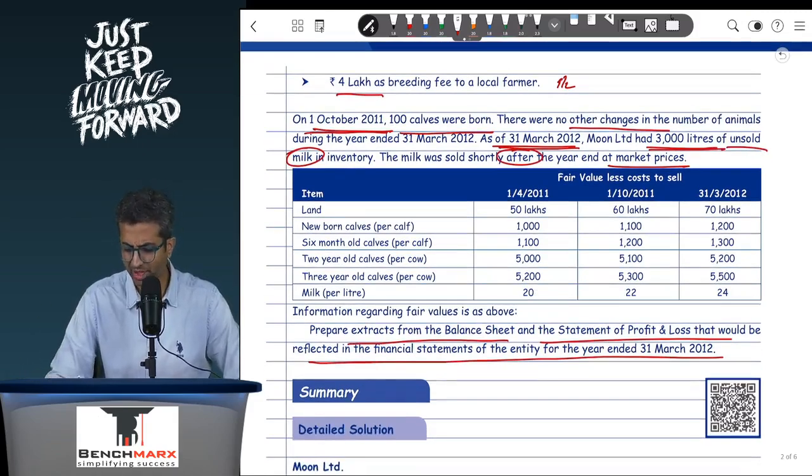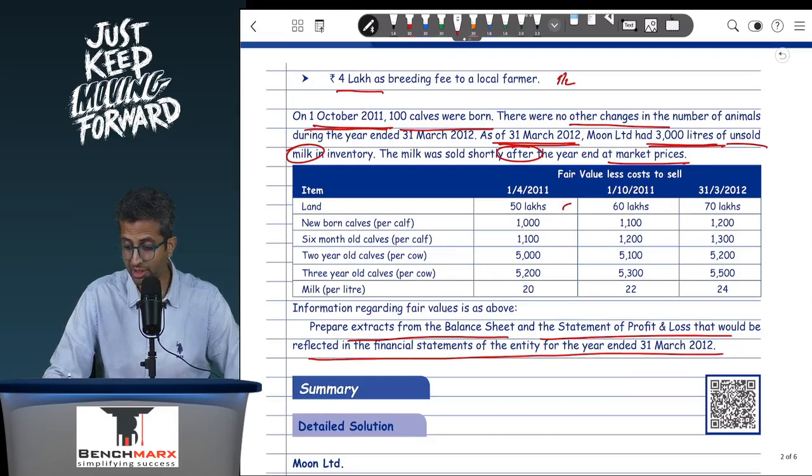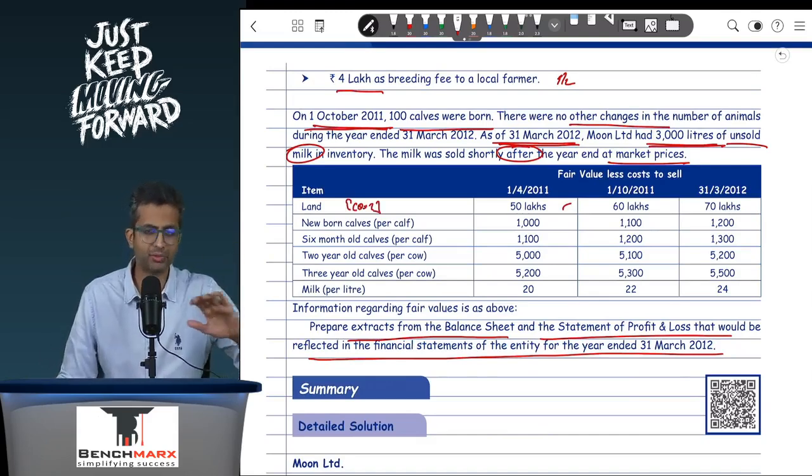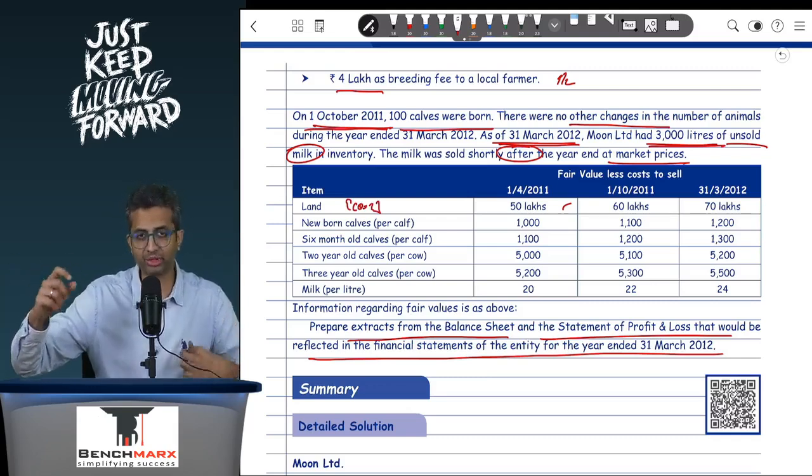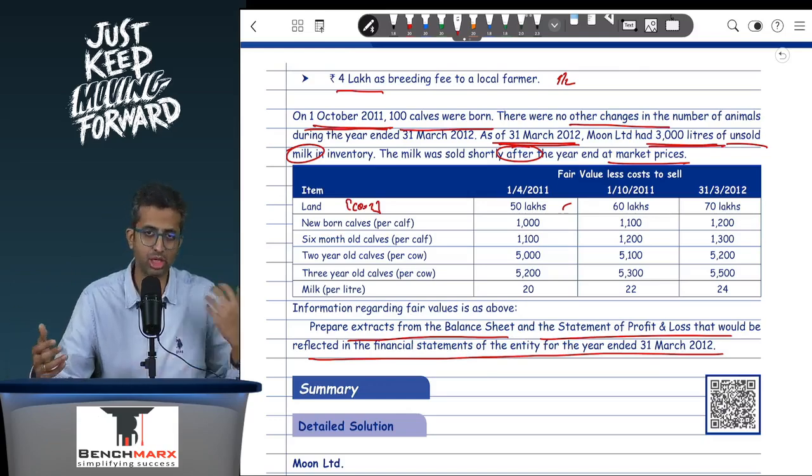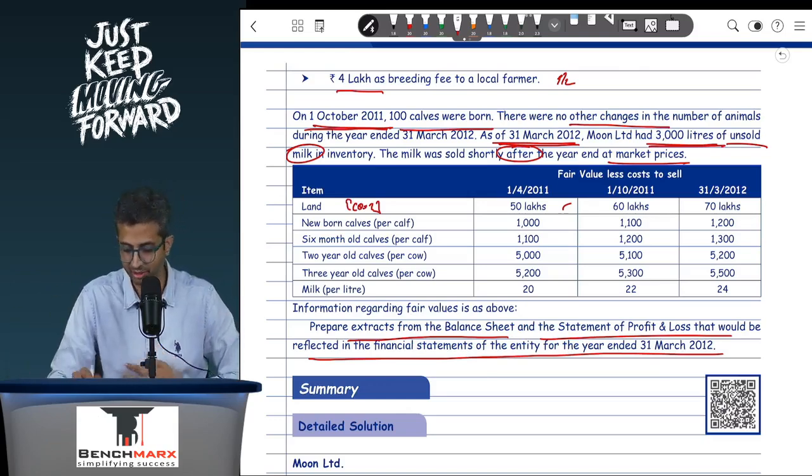So you have been given the fair value less cost to sell of land: 50, 60 and 70. Now if you assume that the land is recorded using the cost model, it will be recorded at 50 only. No further changes in the PP. If you assume that this is recorded using the revaluation model, then the land will be shown at 70 and 20 rupees will be shown as a revaluation reserve as a part of other comprehensive income. We will also assume cost.